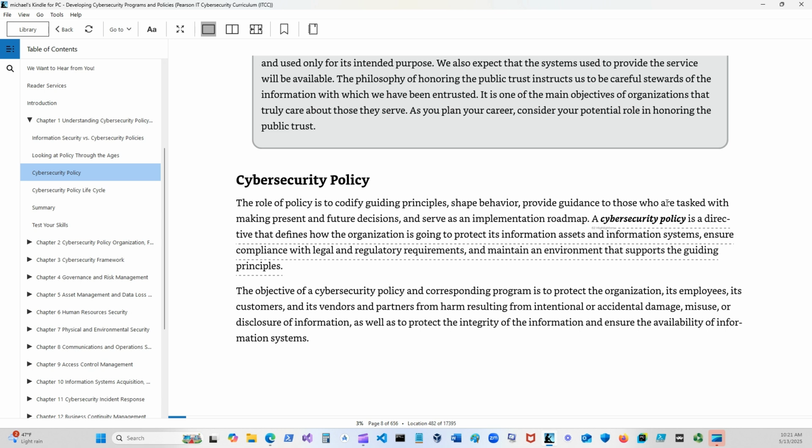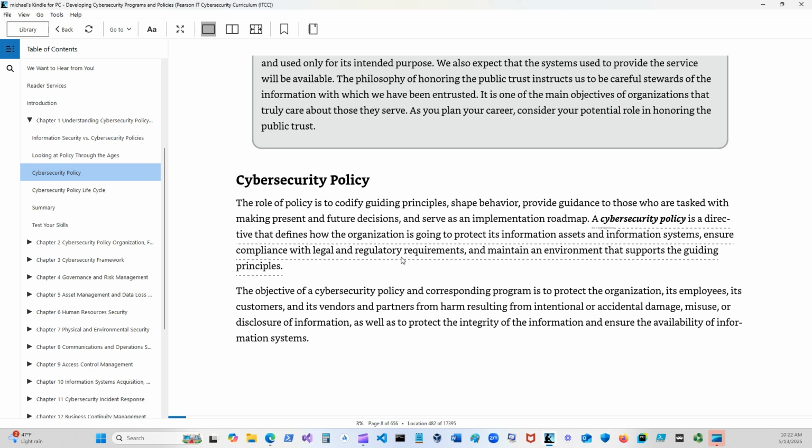We're going to provide guidance to those who are tasked with making present and future decisions. Now, this is whoever's in charge. We're going to designate people in charge of certain areas, and serve as an implementation roadmap. A cybersecurity policy is a directive that defines how the organization is going to protect its information, assets, and information systems. And then how are you going to do that, right? Ensure compliance. So when you're writing the policy, let's say you're doing it on access management, you need to set that all up and say, this is what we're going to do, and this is how we're going to do it.